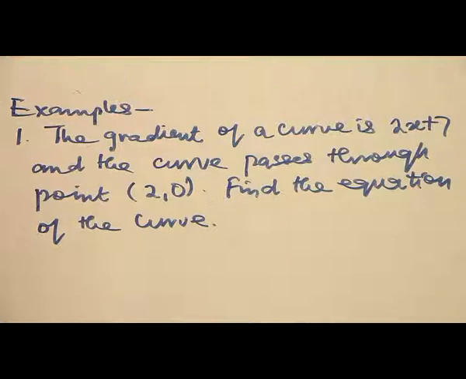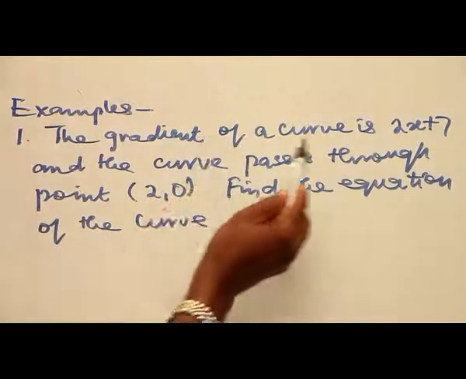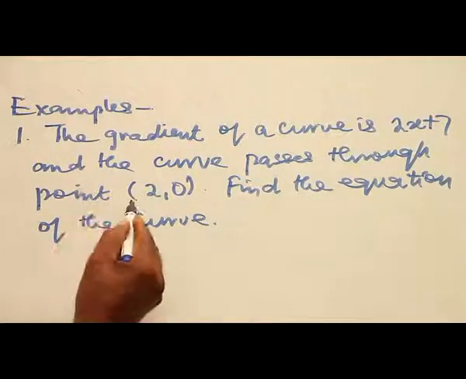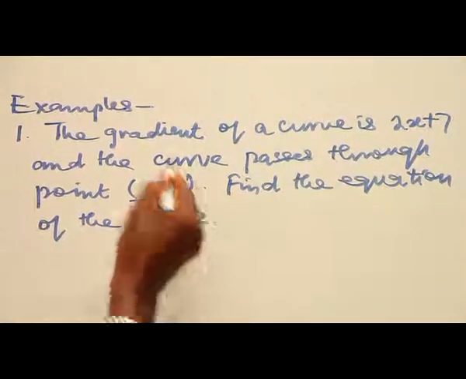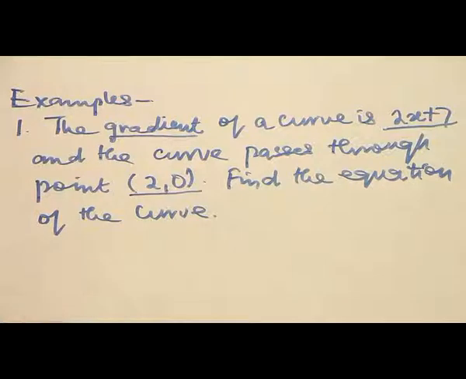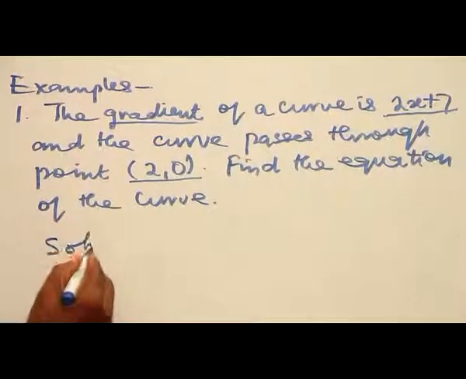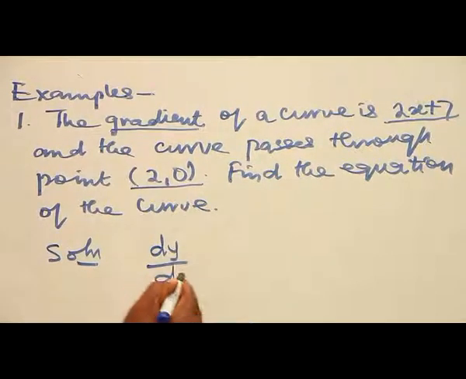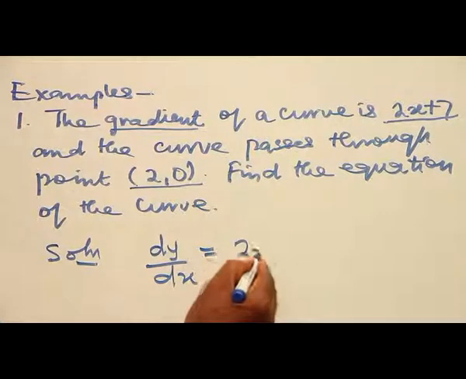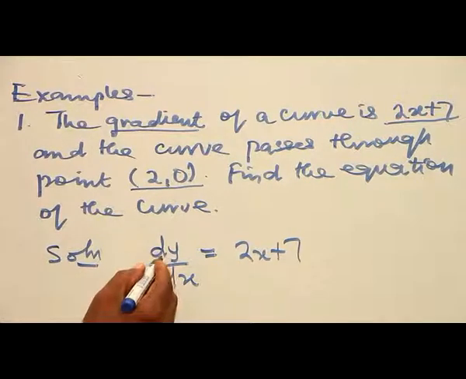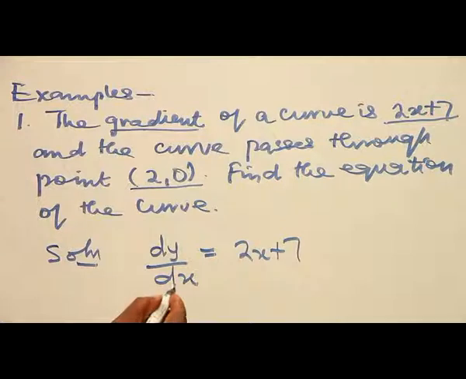So the first example we're going to look at is example number 1. The gradient of a curve is 2x plus 7, and the curve passes through the point 2, 0. Here the gradient of a curve is given. We have to find the equation of the curve. Your solution: because you are given the gradient, what is gradient? Gradient is dy all over dx, and this gradient is equal to 2x plus 7. And the curve passes through the point 2, 0.